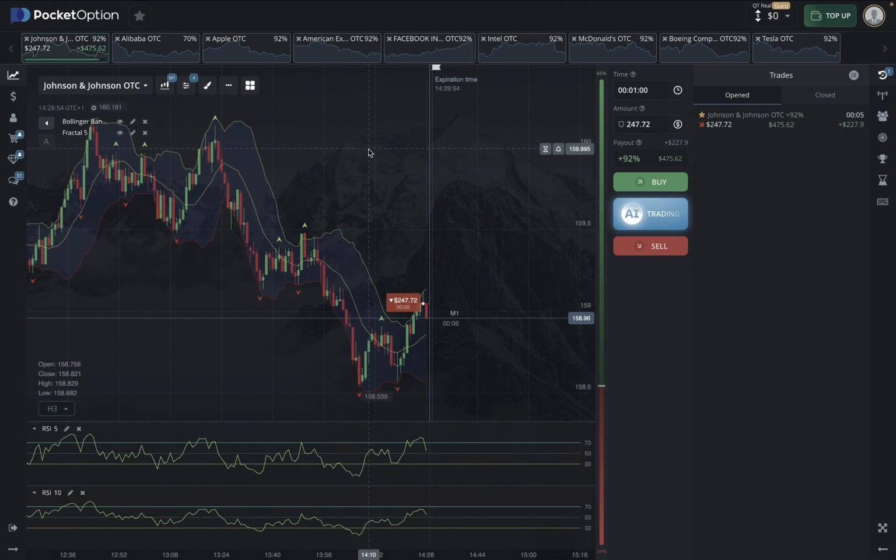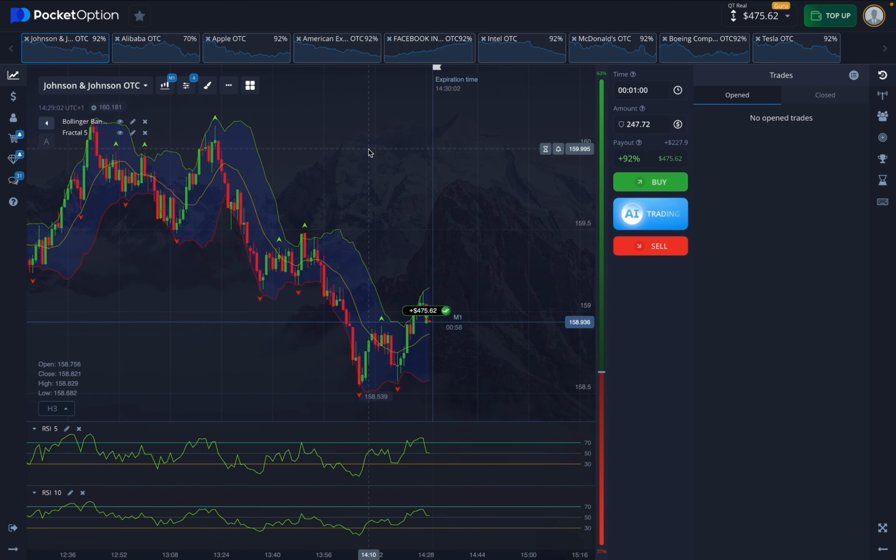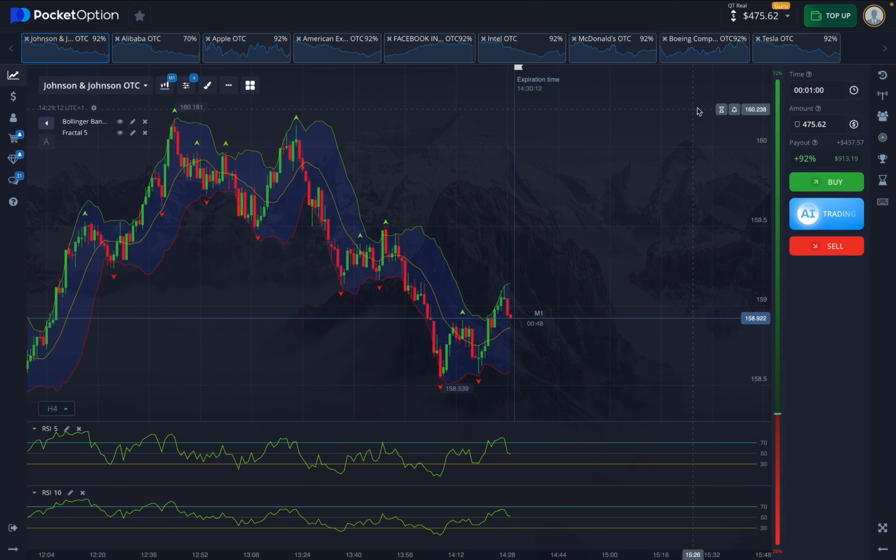And the position also closes in profit. As a final step, let's open one more position with an amount of $475.00. Let's continue and choose the final asset.